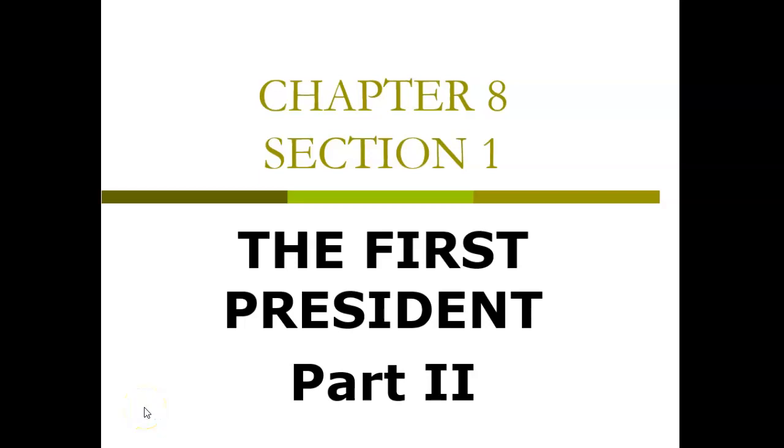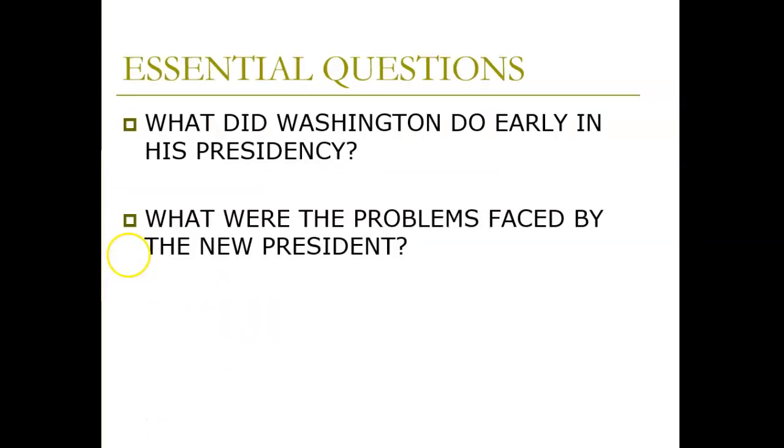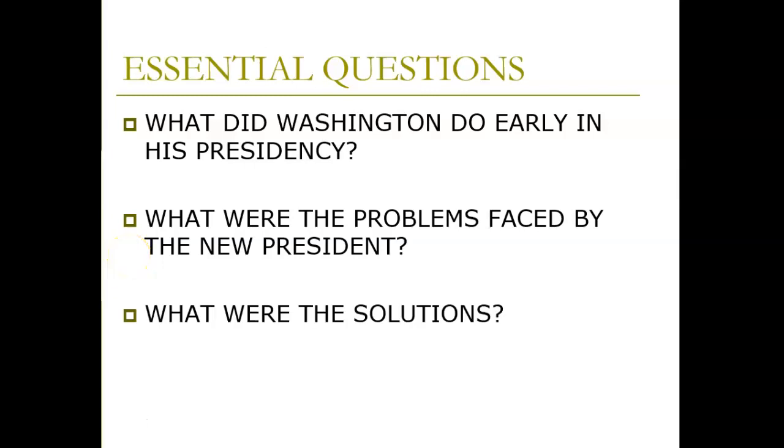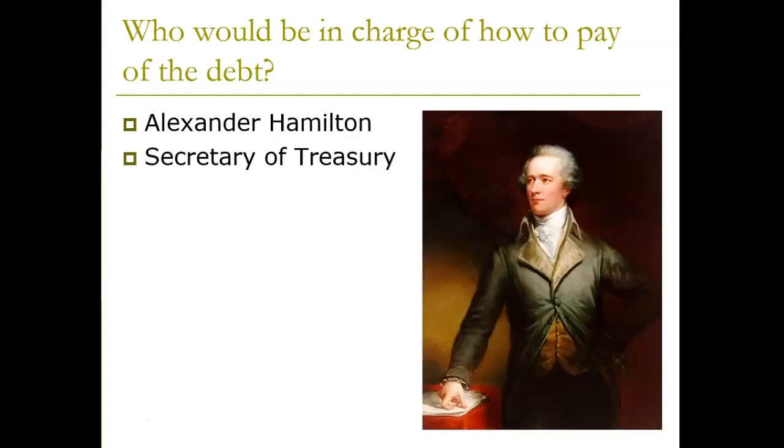So for the second part of Section 1, we'll detail more the idea of dealing with the debt that Americans faced, and the country faced, after the Revolutionary War and then the emergence of the new government under the United States Constitution. So the questions that we're dealing with here are basically the problems and solutions dealing with those issues. The person in charge of that would be Alexander Hamilton, the Secretary of the Treasury.